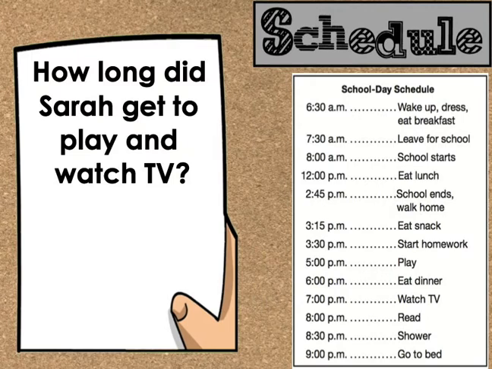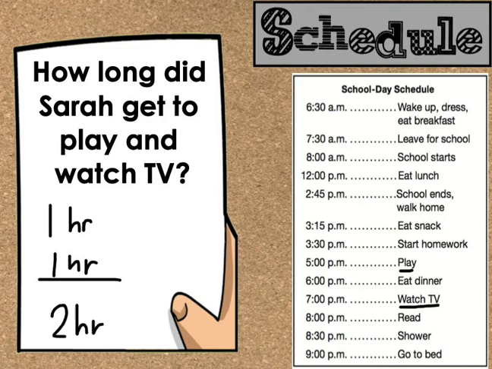Second question says, how long did Sarah get to play and watch TV? So we need to look at our schedule and find first, when does she play and when does she watch TV? So here it says that she started playing at 5 and played until 6 when she started to eat dinner. So from 5 to 6 is 1 hour. So we know that so far she's been playing 1 hour. Then we look for how long she watches TV. Well, she watches TV at 7 and starts reading at 8, which again is 1 more hour. So when we add up our time of playing and watching TV, we know that Sarah spends 2 hours a day playing and watching TV.